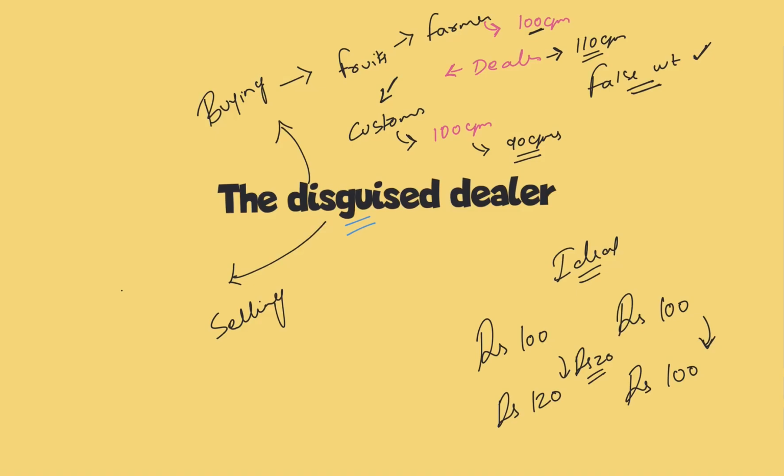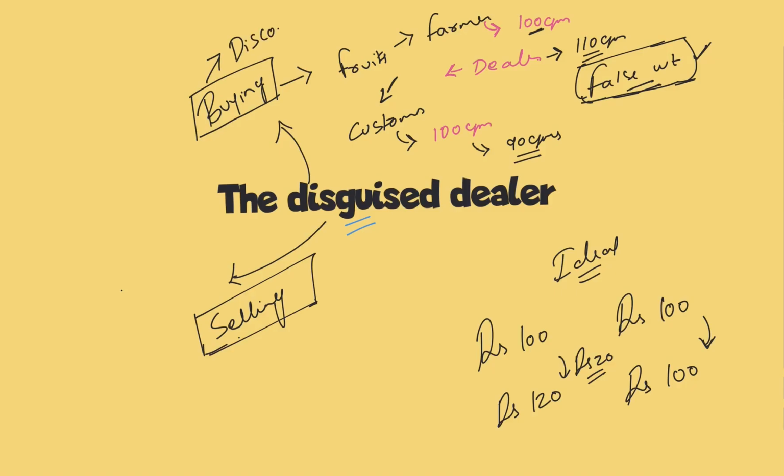That's how he can do a buying disguise while buying from the farmer, and a selling disguise while selling to the customer. And this is just one way of disguise, that is by using a false weight. There are other ways of buying disguise as well, such as a discount, which we'll see in the next part.